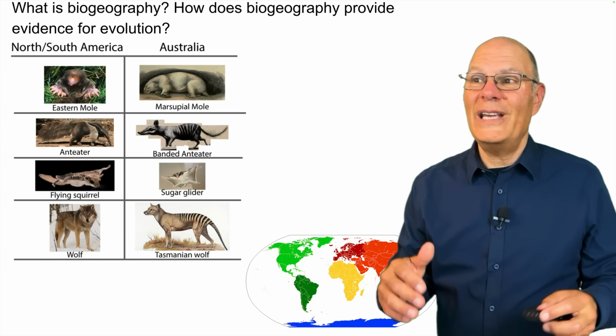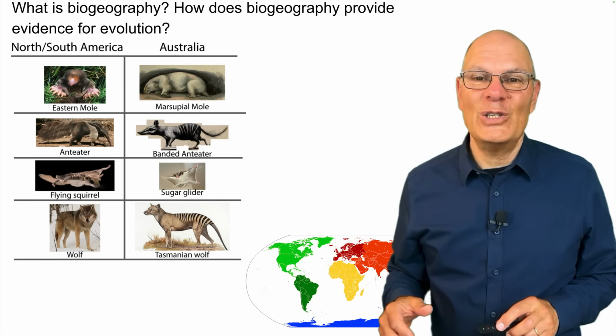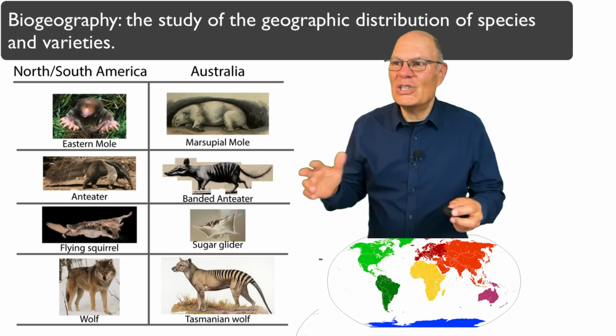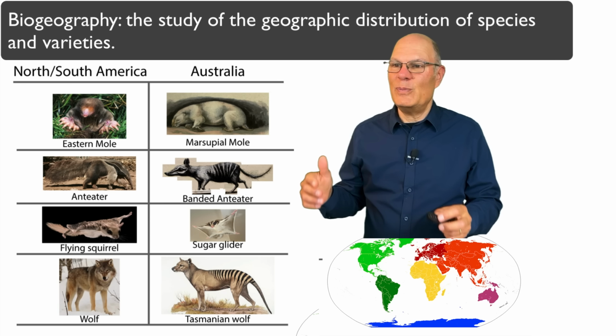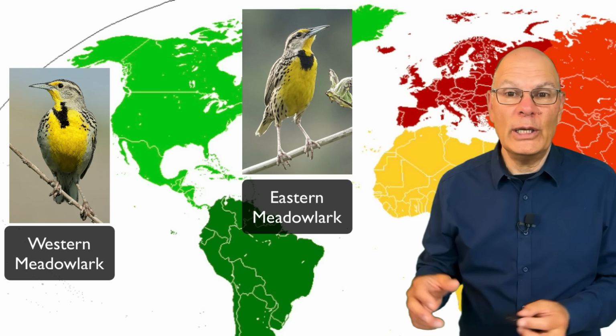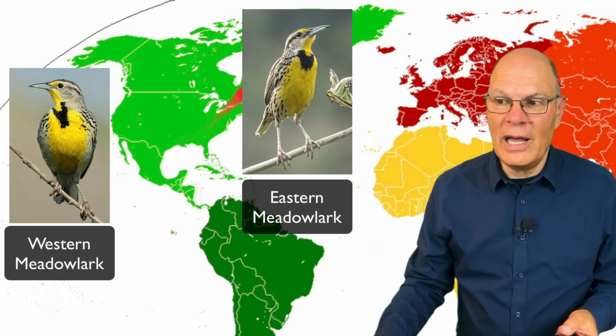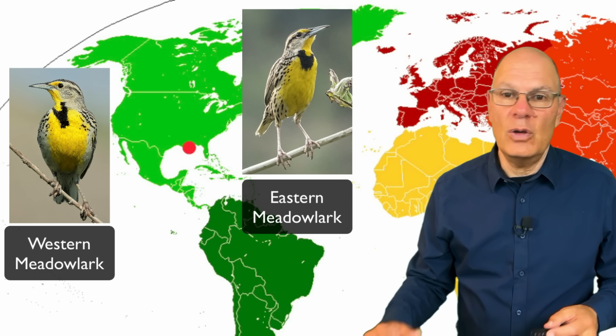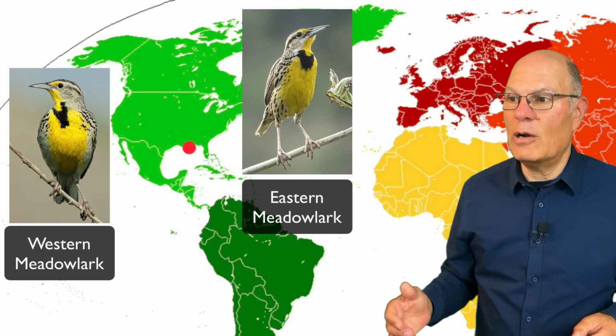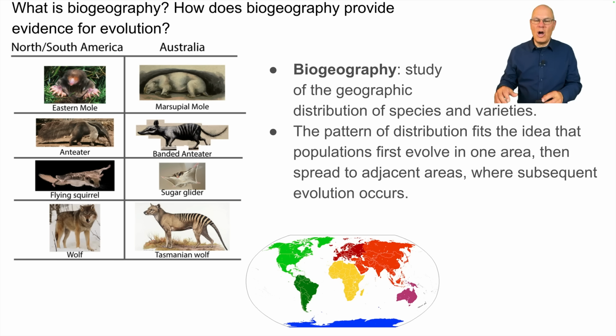What is biogeography? How does biogeography provide evidence for evolution? Biogeography is the study of the geographic distribution of species and varieties. If you enjoy looking at birds as I do, you know that there are certain species that are found on the west coast of North America, and there are others that are found on the east coast. That in and of itself is biogeography. The pattern of distribution on the surface of the earth fits the idea that populations first evolve in one area, then spread to adjacent areas where subsequent evolution occurs. In other words, the pattern of evolution is not only seen through time, it's also seen through space.